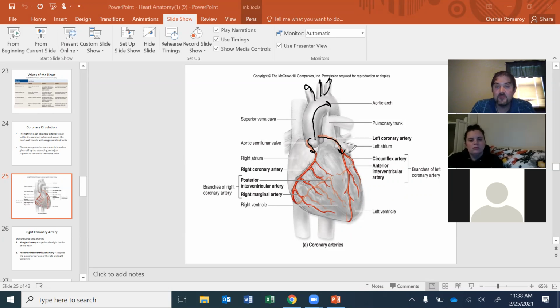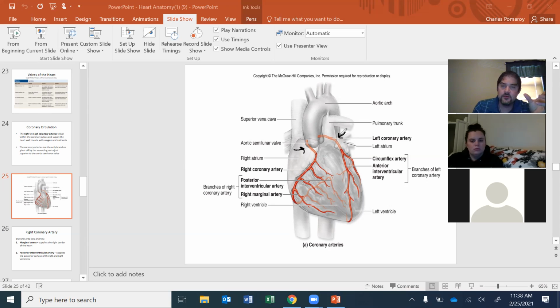Okay. Blood's going to go into here. Then it's going to travel down the coronary sulcus, that groove. The coronary artery travels down the coronary sulcus and it gives off branches that supply the different areas of the heart. Okay. So you have the right coronary artery here and the left there.